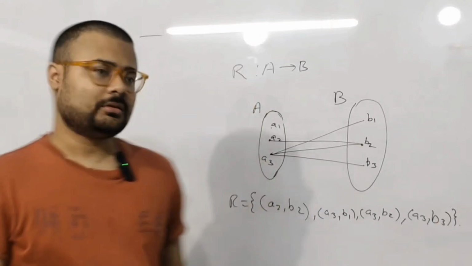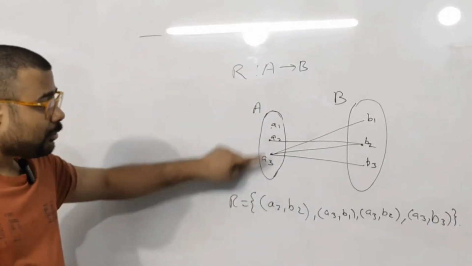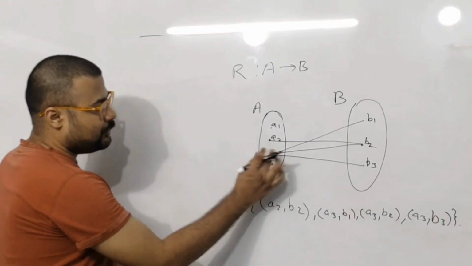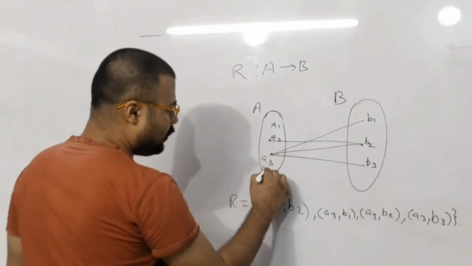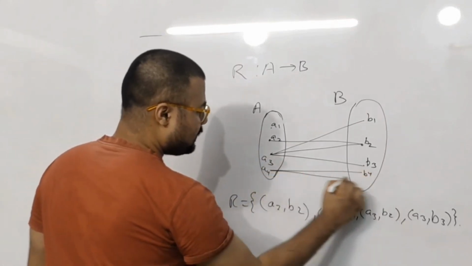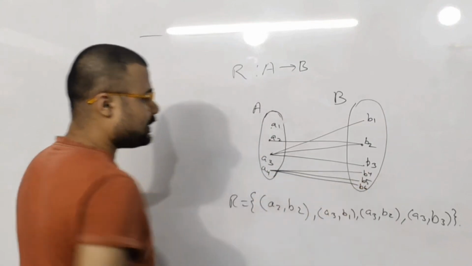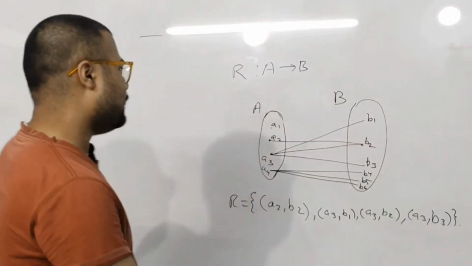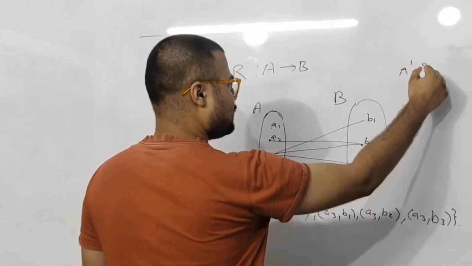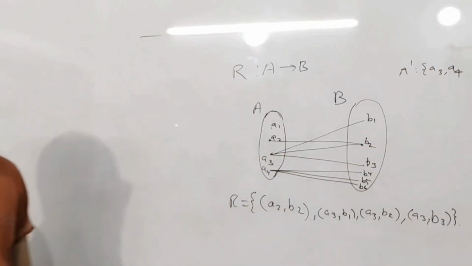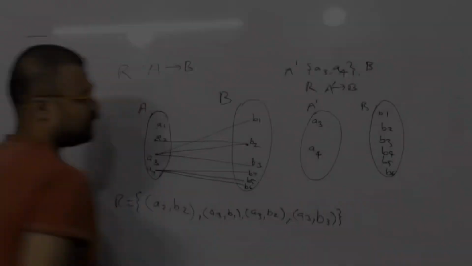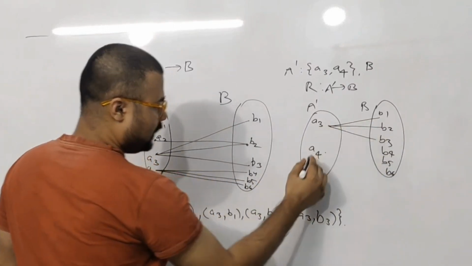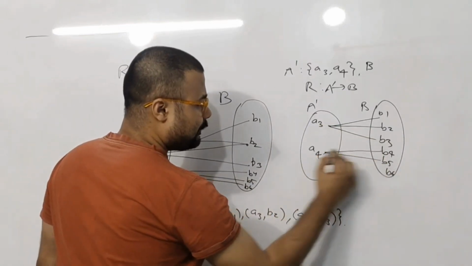So when it comes to a relation, a lot of things are possible. Consider A3. There may be a lot of such elements in A that have multiple lines going out. If you take A4 also, and A4 is mapped to B4, B5, B6, then let's take a subset A' of A, which is just A3 and A4, and B as it is. A3 is mapped to B1, B2, B3. A4 is mapped to B4, B5, B6.